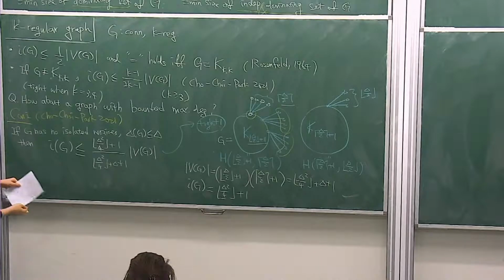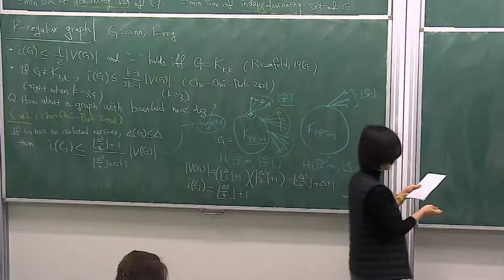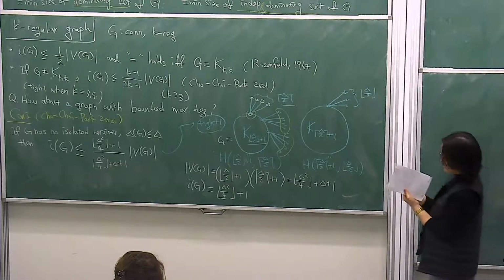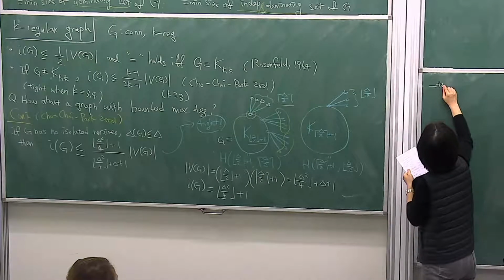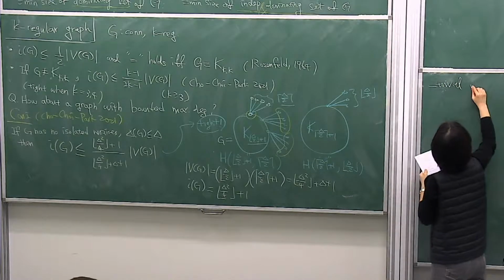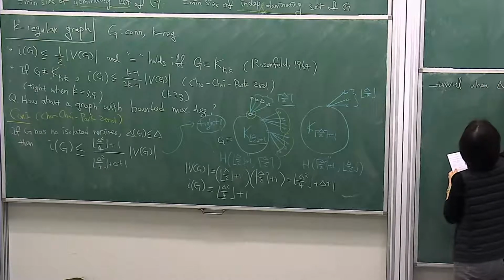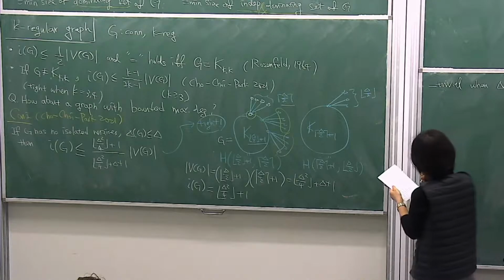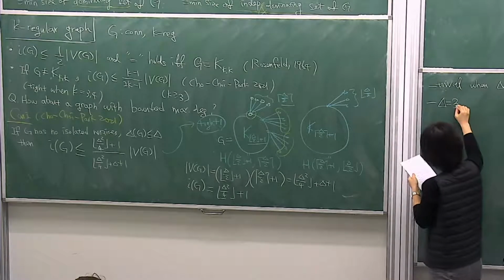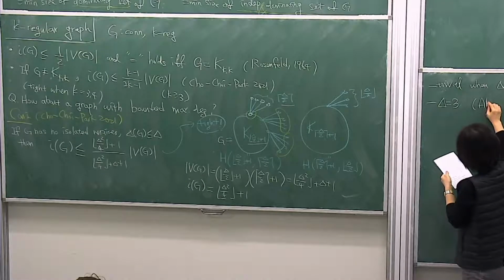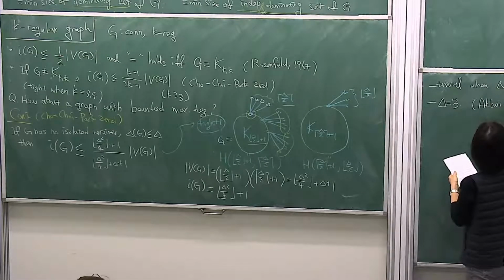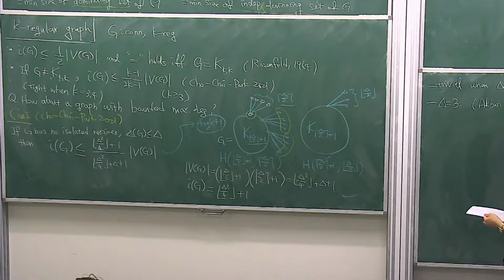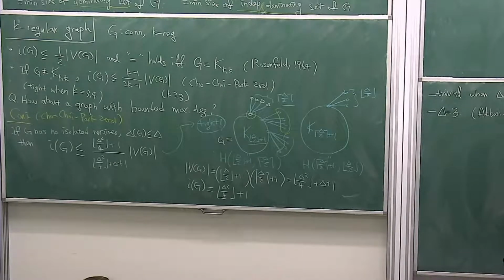And this conjecture is trivial when delta is 0, 1, 2. And for the delta equals 3 case, it is proved by Verdier. And they also found other graphs which satisfy the equality.